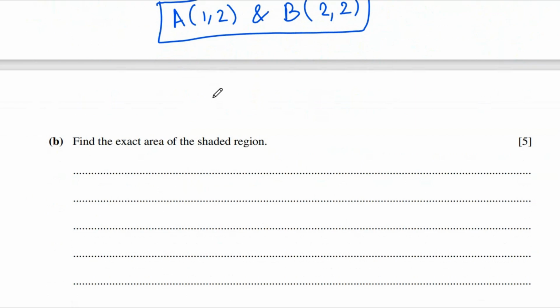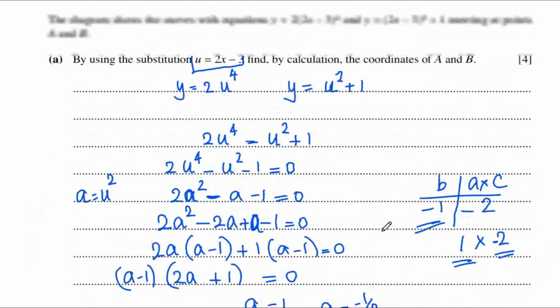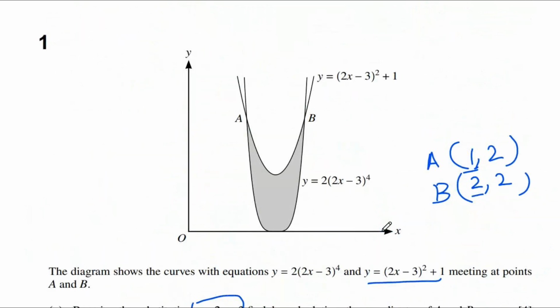The next part of the question is find the exact area of the shaded region. So now we know A value as (1, 2) and this is (2, 2). So the corresponding x coordinate value will be 1 and here it will be 2. Okay. So we have to take the limit as 1 to 2.